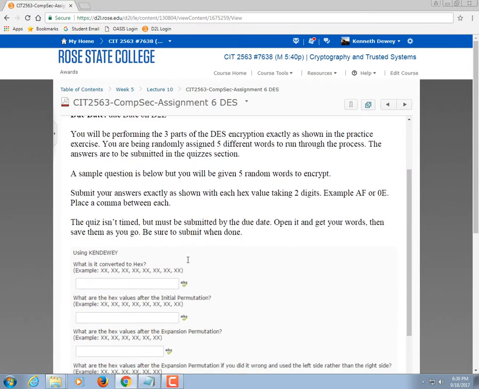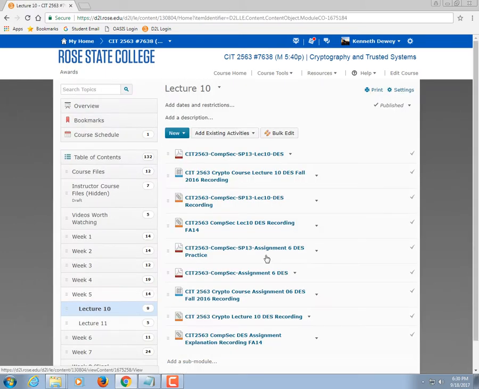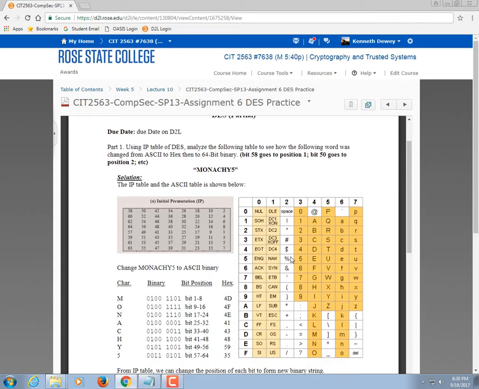So I give you a word. I want you to convert it to hex. Then I want you to take that word and give it to me after the initial permutation, after the expansion permutation, and then if you did it wrong. Now, let me get the other part so you can see the practice, because that has the right here. And this is how you do it.